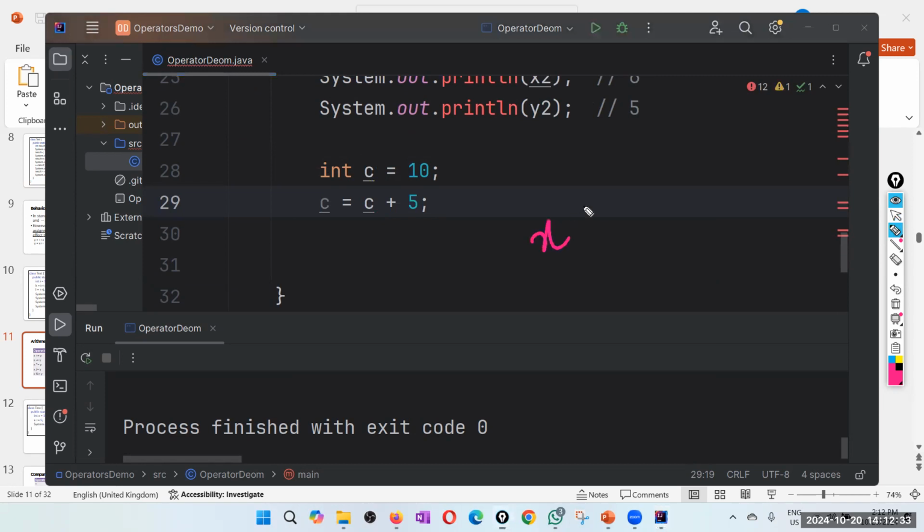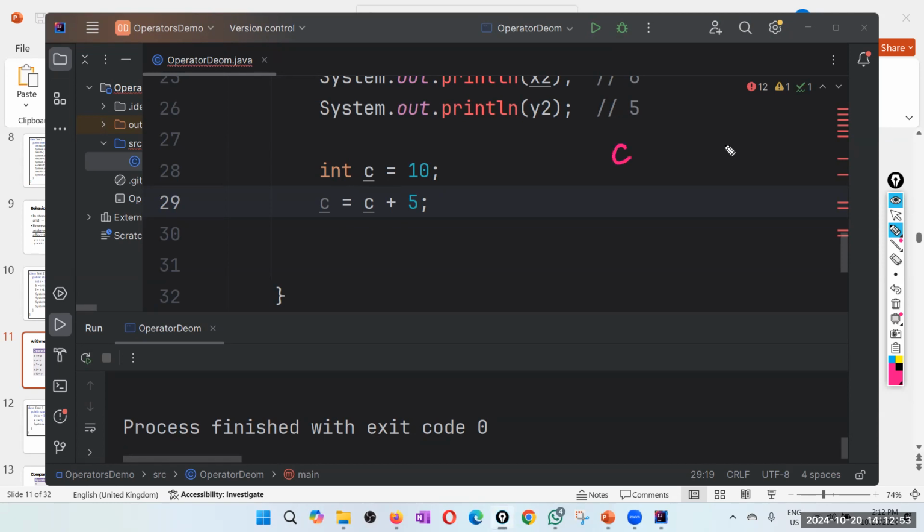For example, when someone says x equals x plus 5, someone will say then the x and x get cancelled. Yes, that x and x get cancelled if it is mathematics, algebra. But this is programming, this is a statement. So this means take the current C value, where the current C value is 10, add 5 and assign it as the new C value.